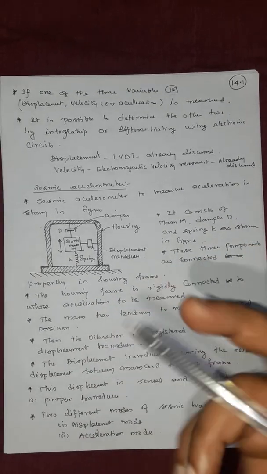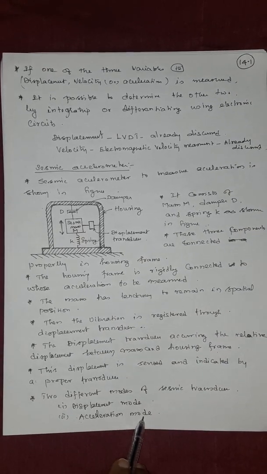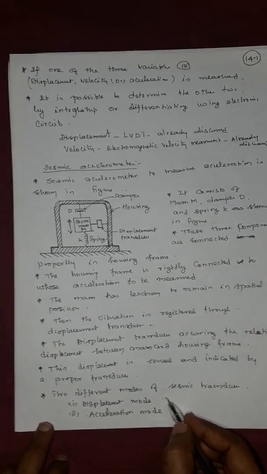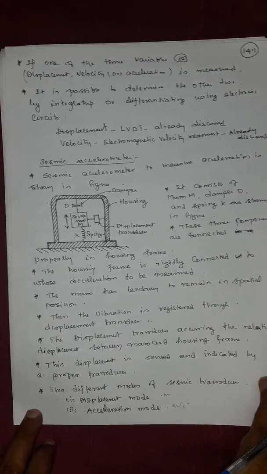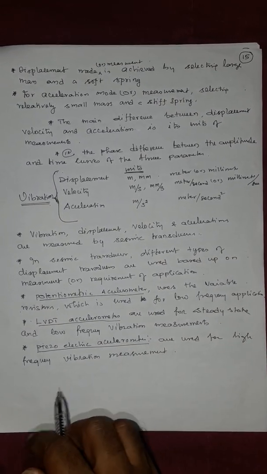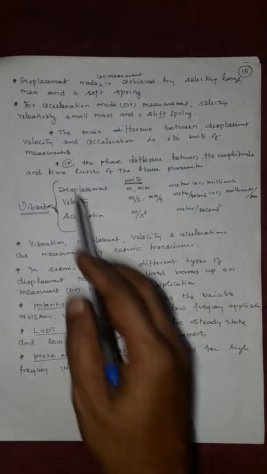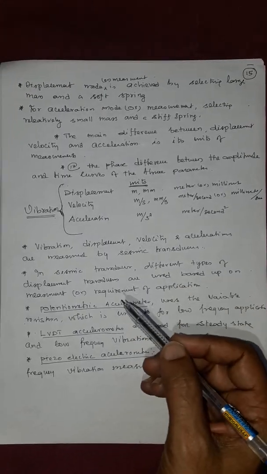There are two different modes of seismic transducer. One is the displacement mode, another is the acceleration mode. Displacement unit is meter; acceleration is meter per second square. The displacement mode of measurement is achieved by selecting a large mass and a soft spring. For the acceleration mode of measurement, a relatively small mass is selected. The mass must be small for acceleration mode.